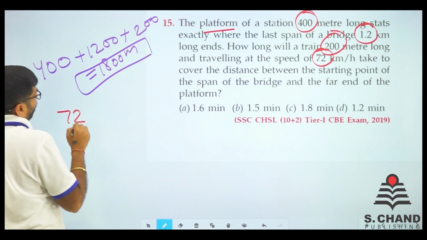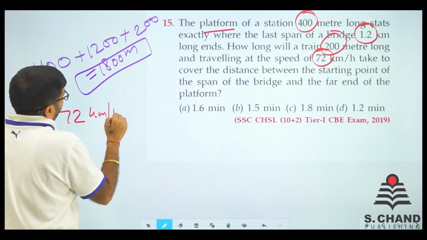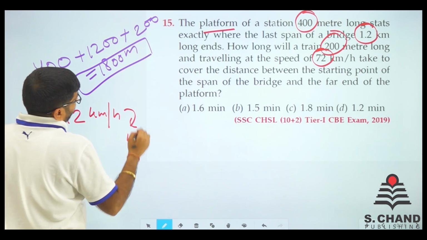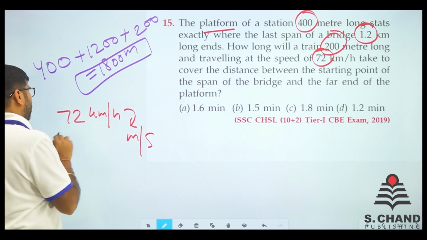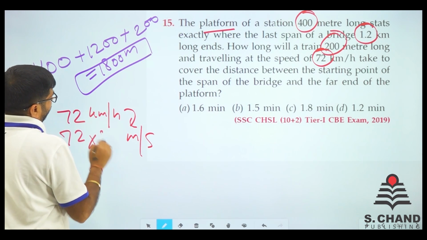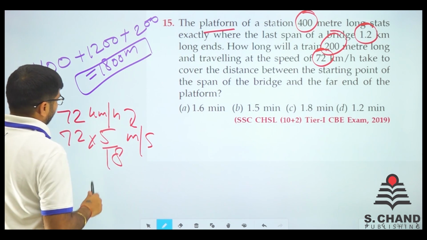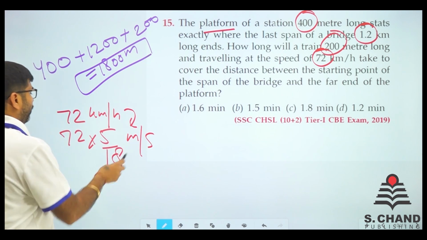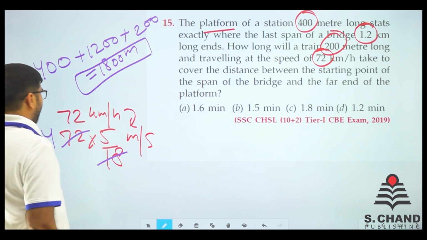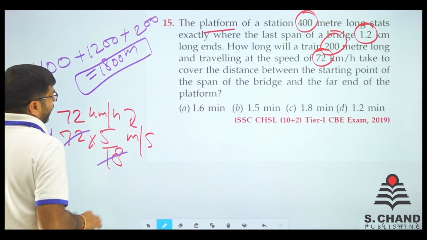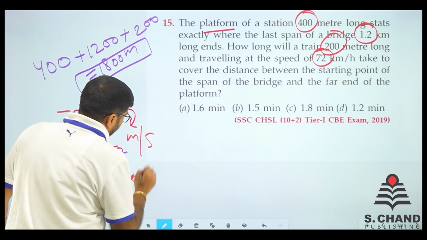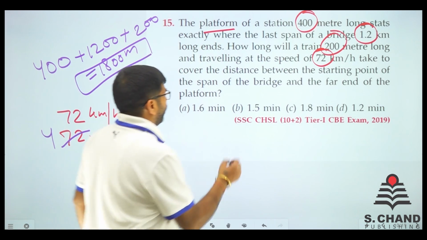So when it is 72 km per hour, we need to convert it into meter per second. छोटे में convert करना है. 72 into 5 by 18, and you know it very well. 18 into 4, so 4 5s are 20. So 20 meter per second is the speed.